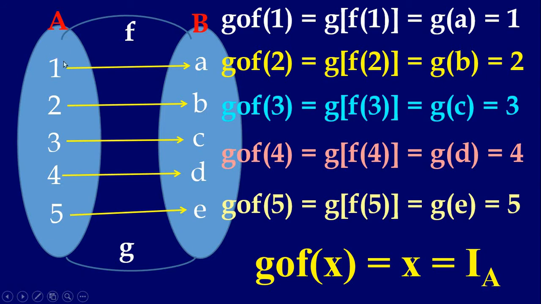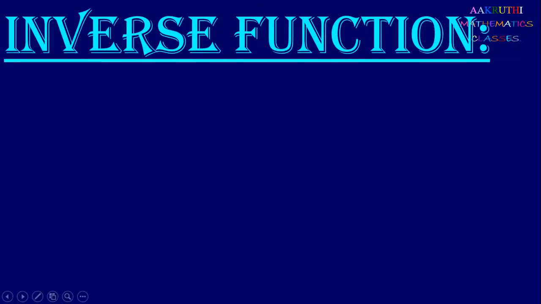So for a function f from A to B, there exists one more function g from B to A such that g composite f of x is x, that is, g composite f is the identity function. Now g is called the inverse of the function f and f is said to be invertible. So here g is the inverse of f and the function f is invertible. Next we see the definition of an invertible function.